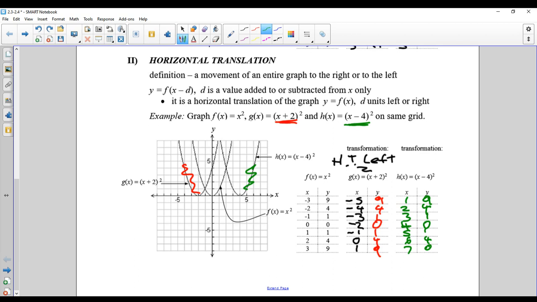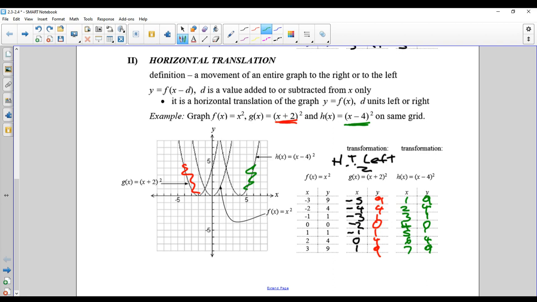No, it doesn't. What did I do wrong? 7. Oh, that should be 9. Oh, okay. So 7 and 9 should be on that graph somewhere. The one that got shifted to the right by 4.